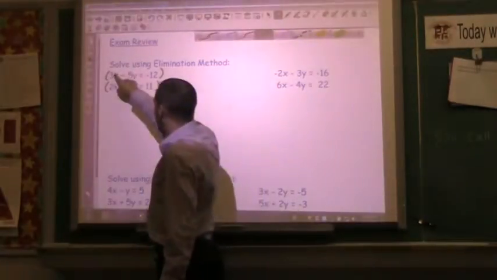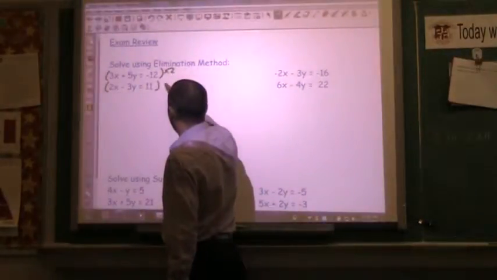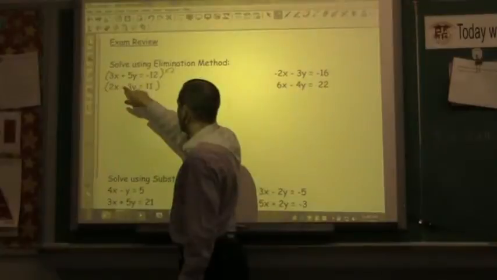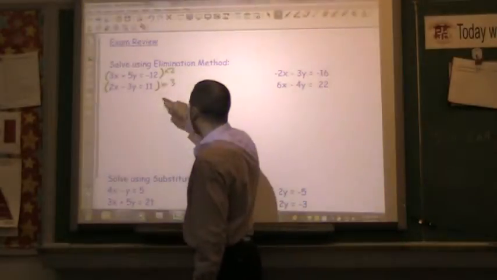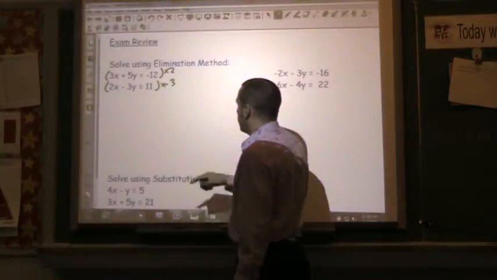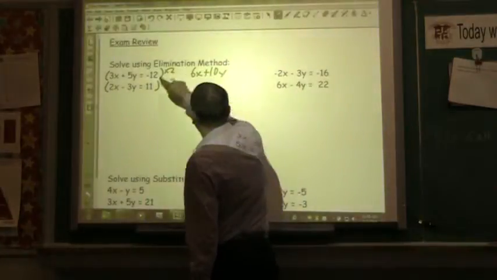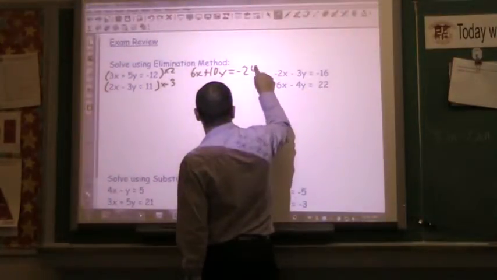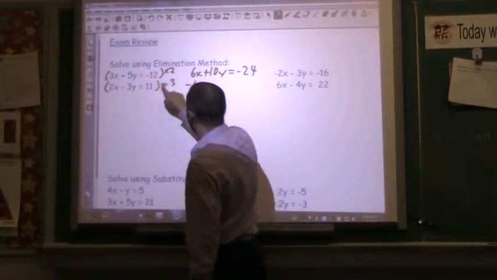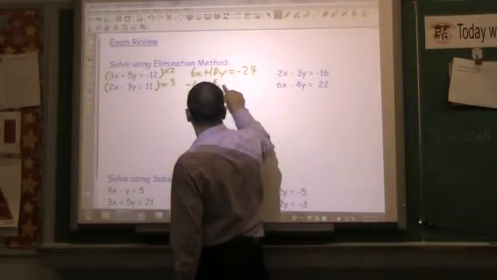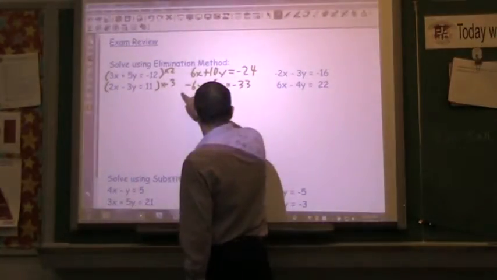In this case, I would probably get my x's to both be 6. Maybe I'll make the top one a positive 6 by multiplying by 2. So 3 times 2 gives me 6. And I'll make the bottom one a negative 6 by multiplying the whole thing by negative 3. If you do that, then I'm going to get 6x, 10y, and negative 24. And my bottom equation, I'm going to get negative 6x, negative 3 times negative 3 is going to give me a positive 9y. Negative 3 times 11 is going to give me negative 33.